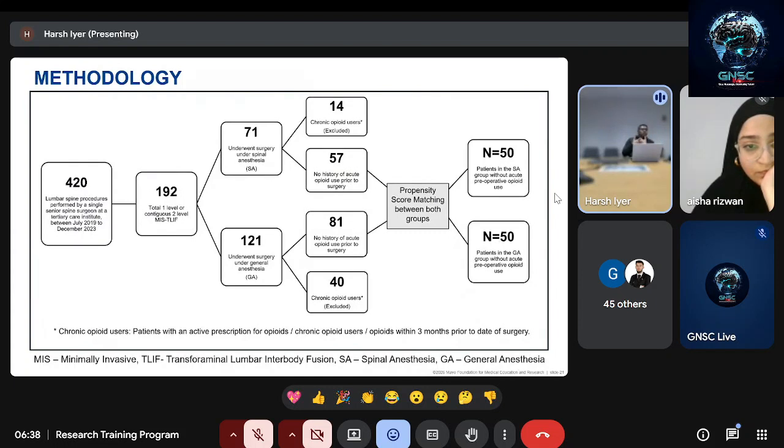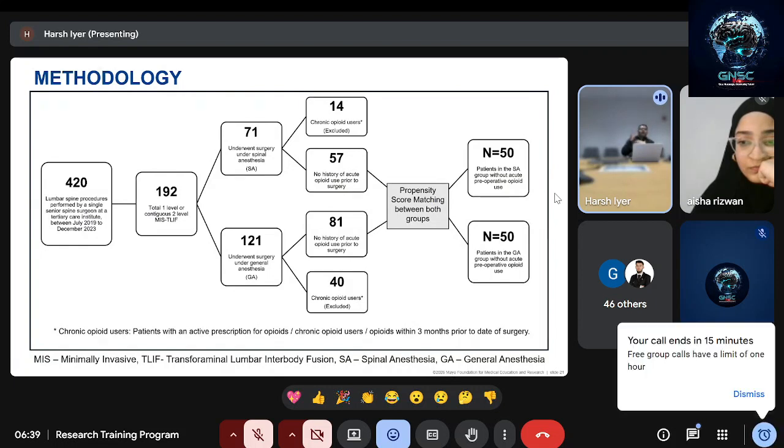Like, this was my mentor and PI who had the clinical skills and the brilliant knowledge, or the insight, to actually tell us that this is how we would counteract this, or this is why I don't want to do 3-level TLIFs. So out of those 192 patients, we had 121 that underwent surgery under general anesthesia and 71 that underwent surgery under spinal anesthesia.